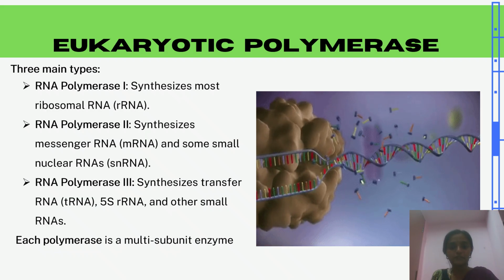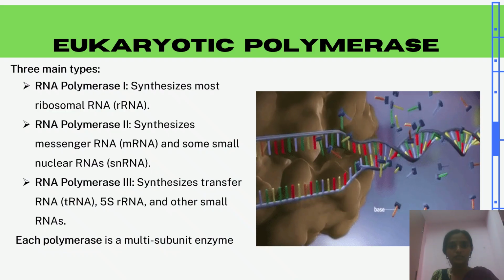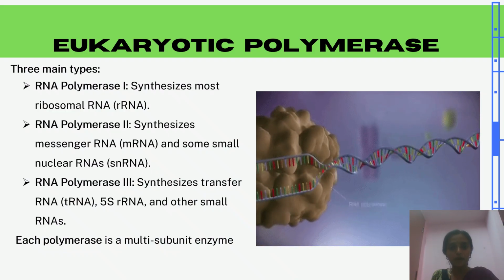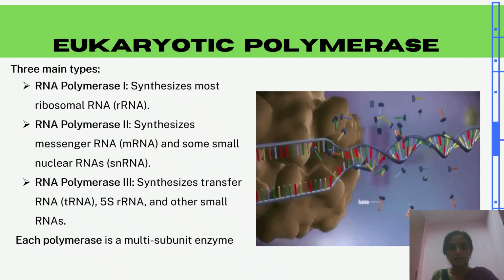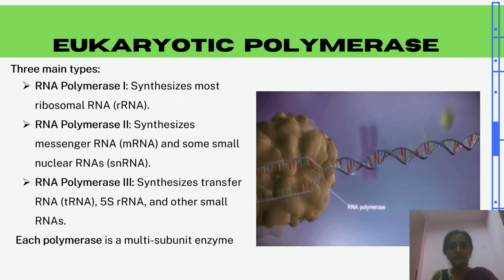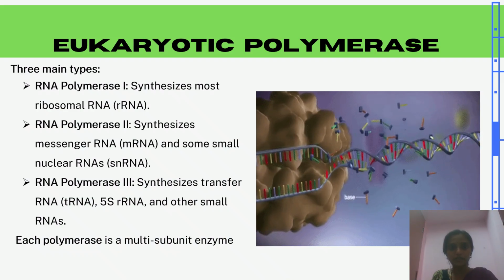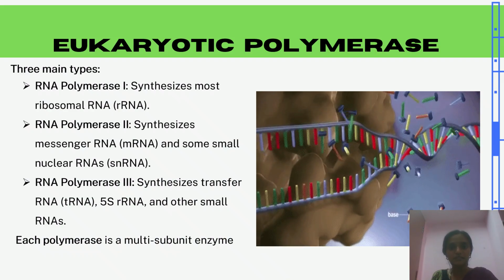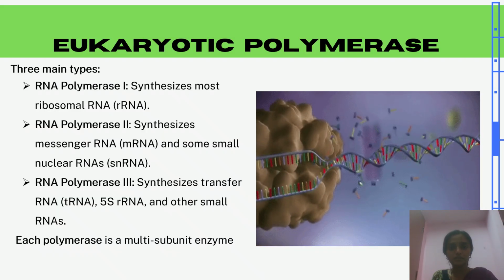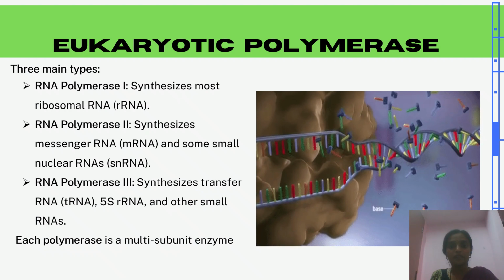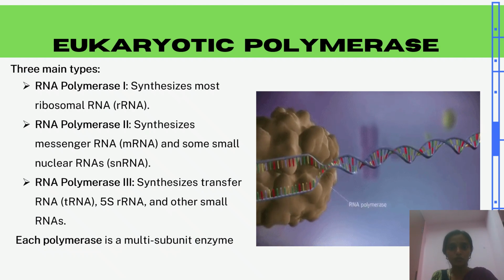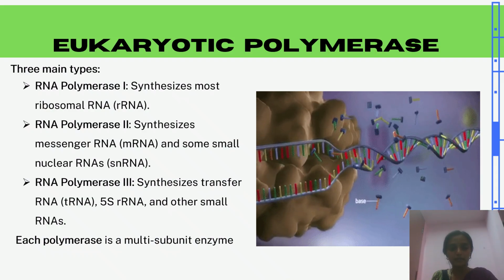Eukaryotic polymerase. Eukaryotes have three main RNA polymerases: polymerase 1, polymerase 2 and polymerase 3. Polymerase 1 makes rRNA, polymerase 2 makes mRNA, that is messenger RNA, and polymerase 3 makes tRNA, that is transfer RNA, along with 5S RNA. Each plays a specialized role to keep cellular functions coordinated.